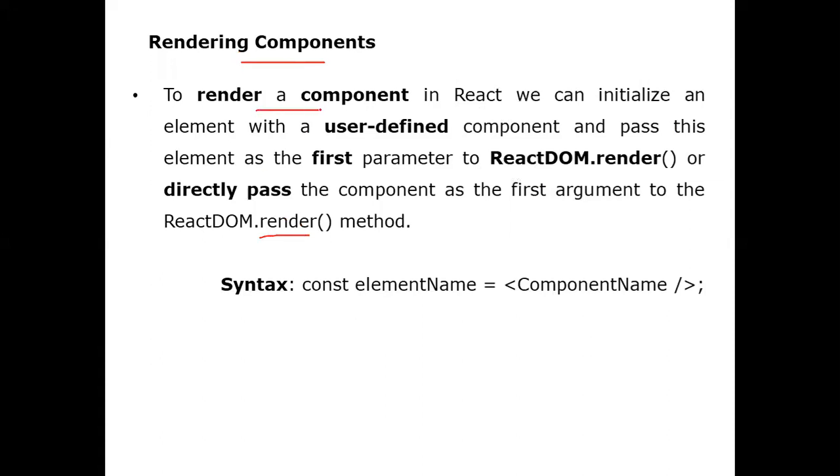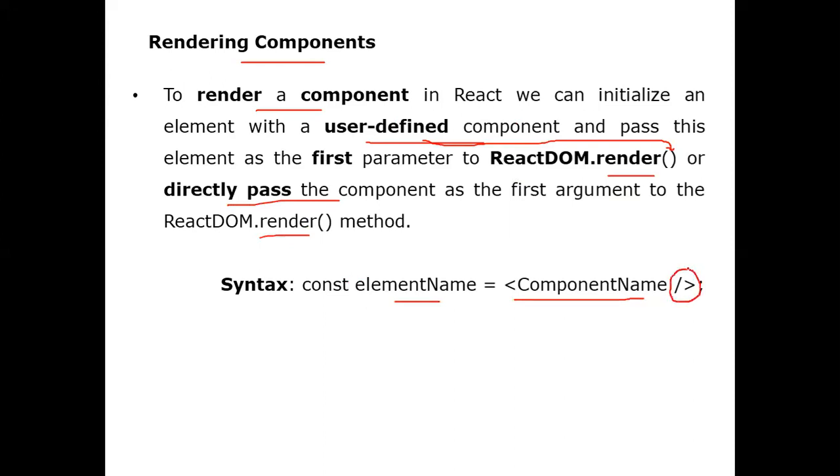To render a component, initialize an element with the user-defined component and pass this element. As you are already aware of the syntax of render, the first parameter is an element itself. We need to pass this user-defined component as the input for the render function. Or else, instead of an element, we can directly pass the component as a parameter for the render method. See the example: the element name equals the user-defined component name, ending with this.